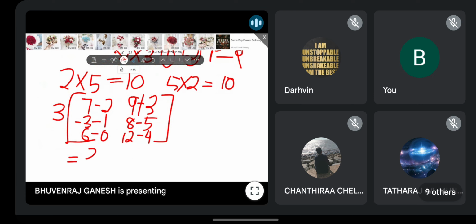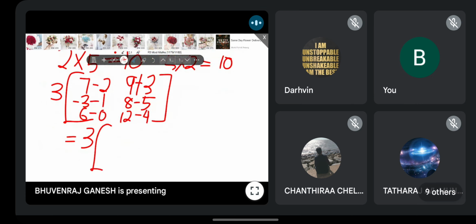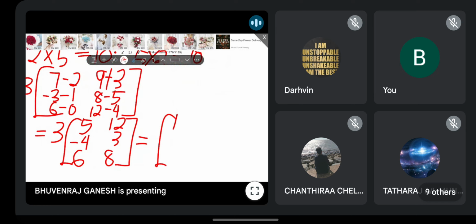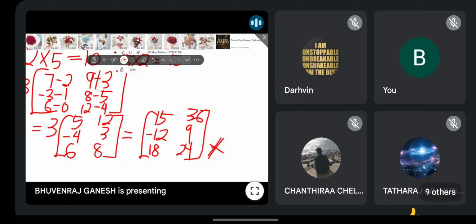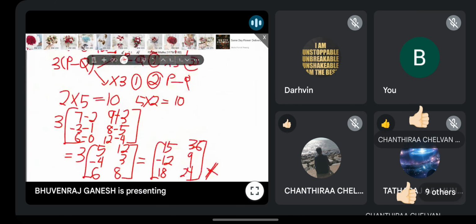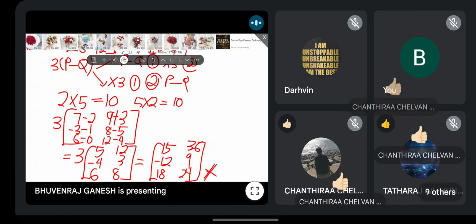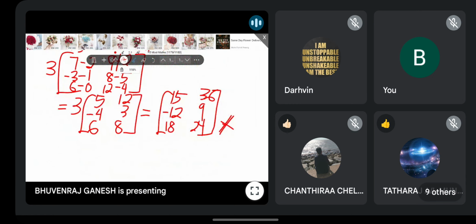So you will get 3. You simplify everything, and then you times the 3 inside, like what we did just now. You will get 15, -12, 18, 36, 9, and 24. Okay, guys, are you all clear how to get the answer? This is how we solve the matrix for multiplication.